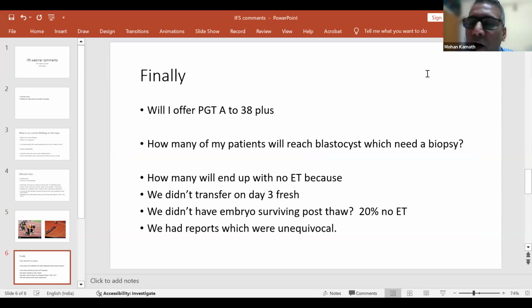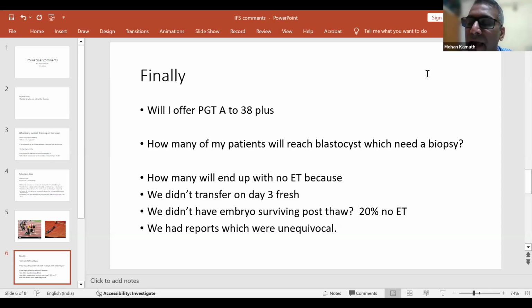I will ask myself, how many of the patients will reach blastocyst which needs a biopsy? Very few in my setting, I would say. And this is most likely because they are Poseidon 3 and 4. Most of them are Poseidon 4, the way I understand. And how many will end up with no ET? And this is the data that Ruma did point out. The 20% patients did not end up with an embryo transfer in the PGT-A group.